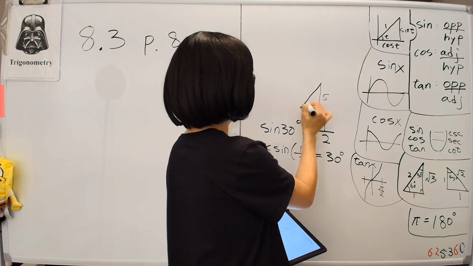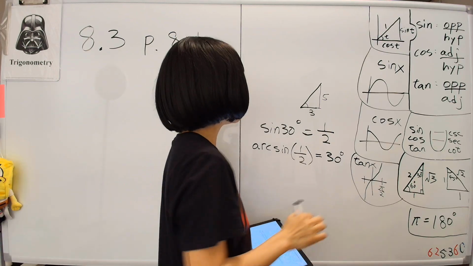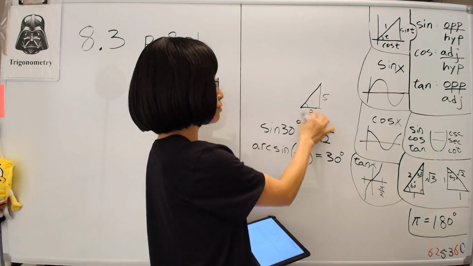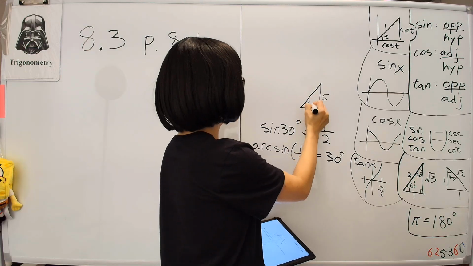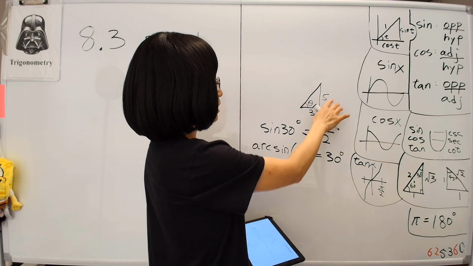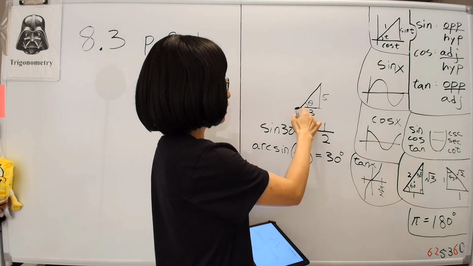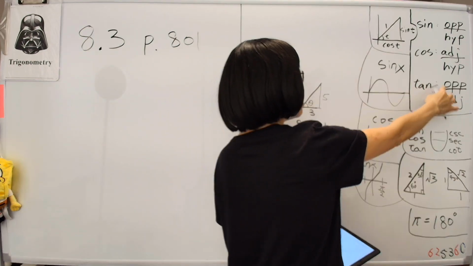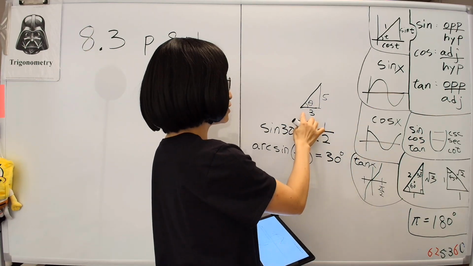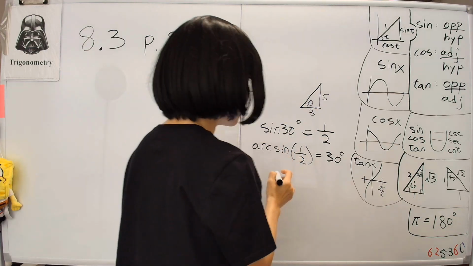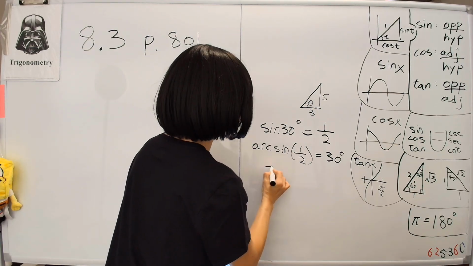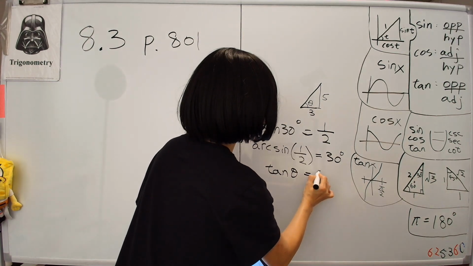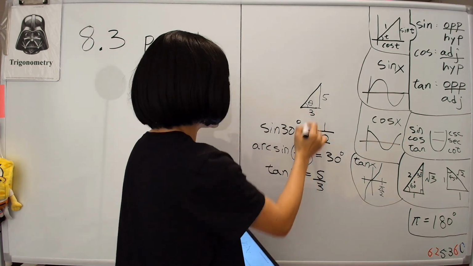And the question is, how much is the angle? Well, we look at it and ask, what is the relationship of 5, 3, and the angle? Let's call the angle theta. The relationship will be tangent theta, because tangent is opposite over adjacent. So 5 over 3 is equal to tangent theta, and we can write it down as tangent theta equals 5 over 3.